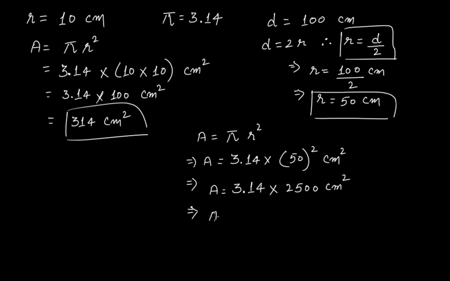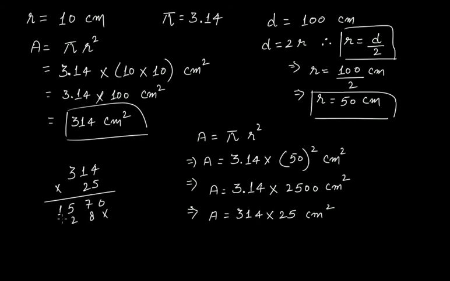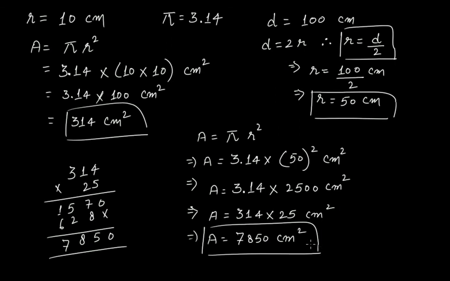And this becomes A is equal to 314 times 25, because we can remove the decimal point from here, centimeter square. Let's solve this. 314 times 25, 5 4 20, 7 15, 8 2 6. So the area comes as 7850 centimeter square. So this will be the area.